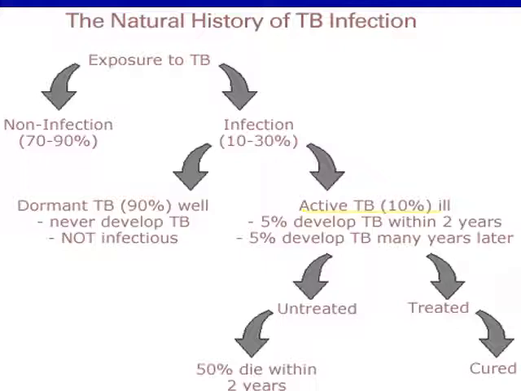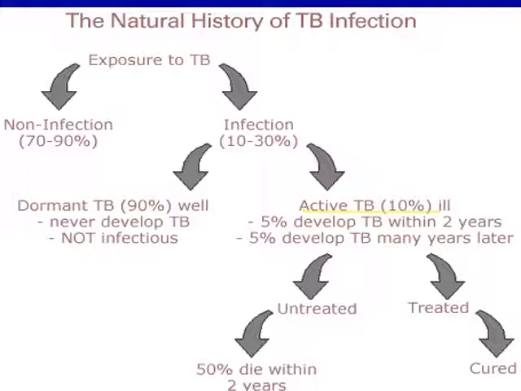And have symptoms and become ill. From this 10%, 5% develop TB within 2 years, and the other 5% develop TB after many years. Those patients, if untreated, will develop complications and severe symptoms of TB and die. 50% of them, half of them, die within 2 years if untreated. But if treated properly, they become cured.